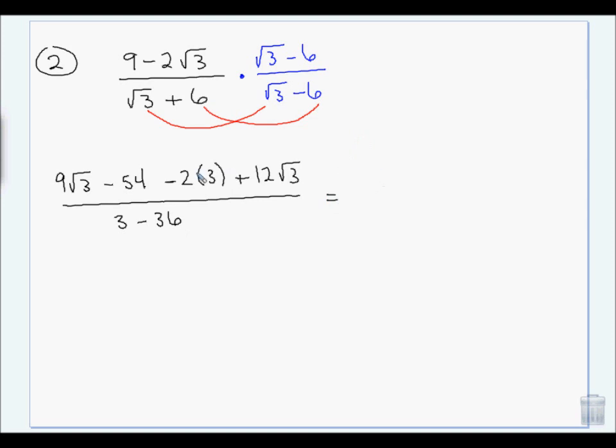So here I have negative 54, negative 6, so that's going to be negative 60. And then 9 plus 12 is 21. And then 3 minus 36 is negative 33. All three of these will divide by negative 3, which is going to give me positive 20 minus 7 times the square root of 3 over 11.